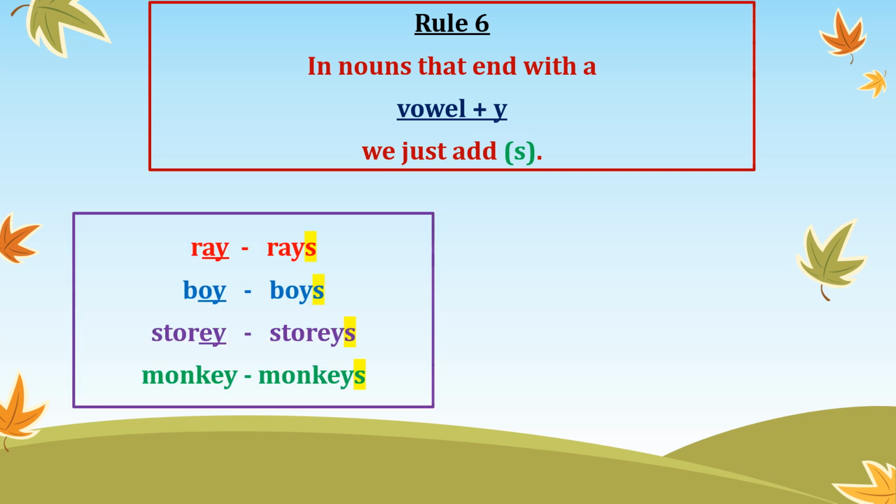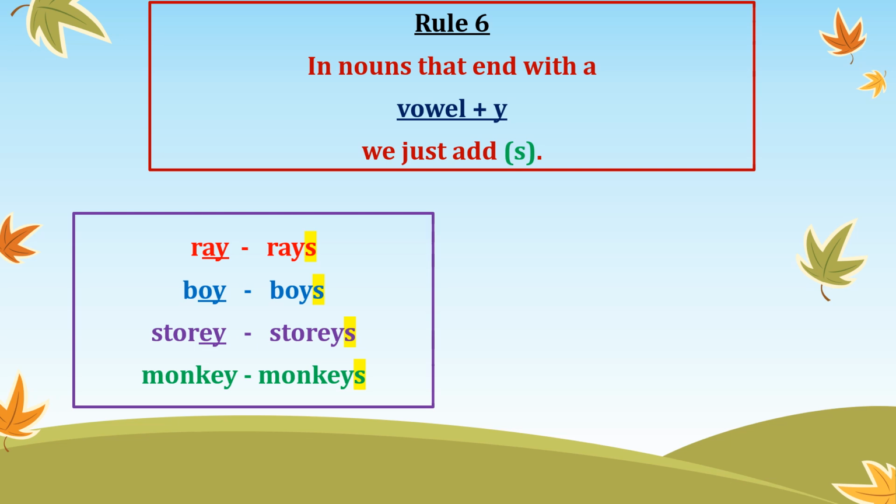The first noun given here is ray. Look at this word. It is ending with Y. But just before Y, we have A. And A is a vowel. That means Y will not get cut.